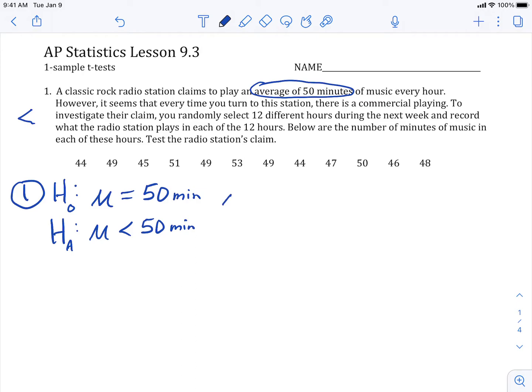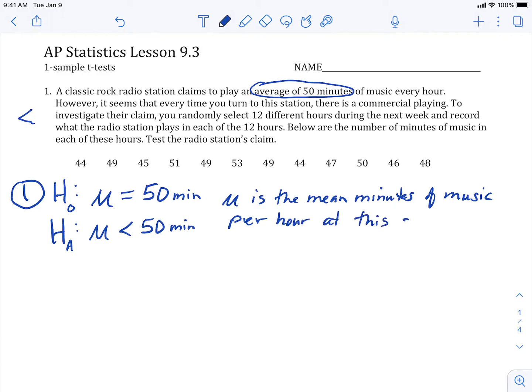And then we want to define mu. Mu is the mean minutes of music per hour at this station. That's what we're testing. They claim the mean number of minutes of music per hour is 50. We're suspicious maybe it's less than 50. Those are our hypotheses.